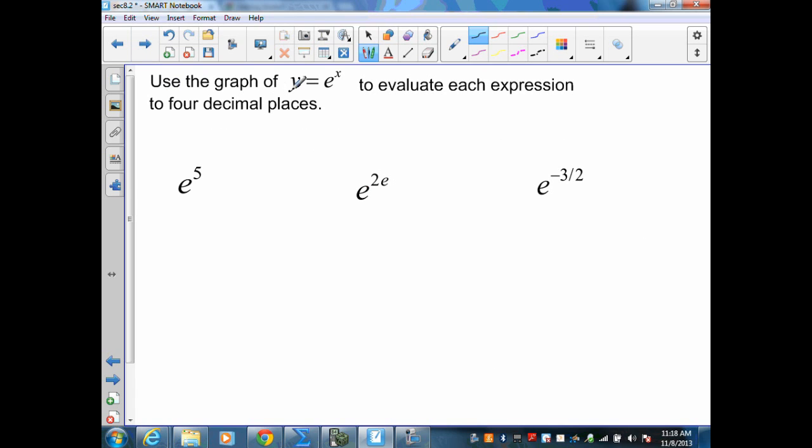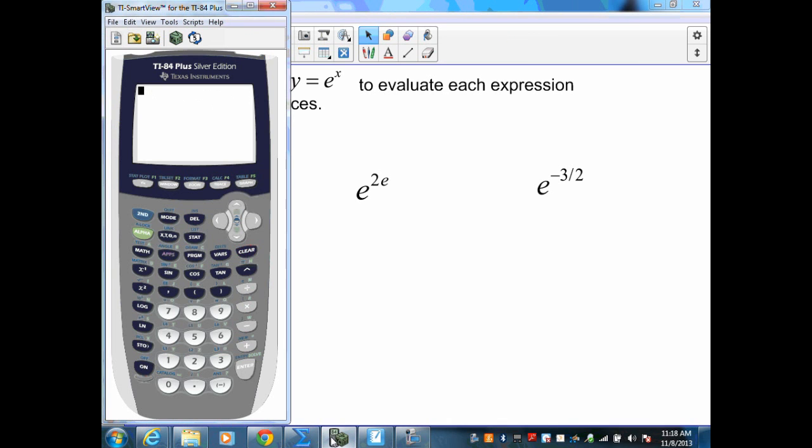Let's take a look at our first example. Here we want to use the graph of y equals e to the x to evaluate each expression to 4 decimal places. Here I want e to the 5th. So the first thing that we're going to need to do is to graph the function. So let's take a look at our graphing calculator. I'm going to press y equals to enter our exponential function. Our e to the x is at second ln on the left side. And I'm going to plug in an x for my function, y equals e to the x. I'm going to graph. And we are in Zoom 6, so it's our standard graph.